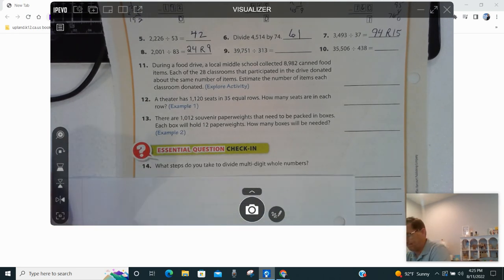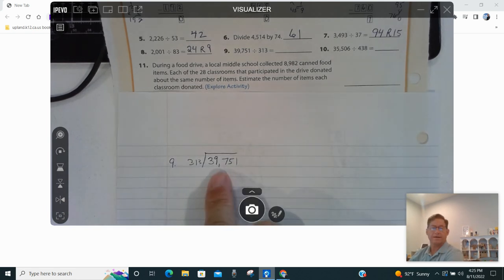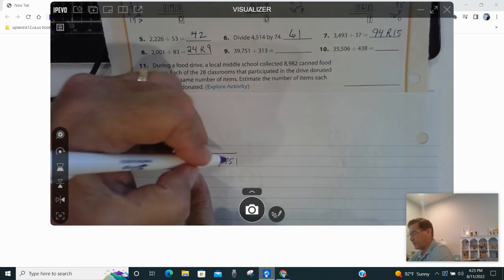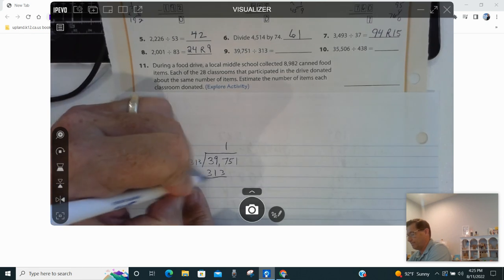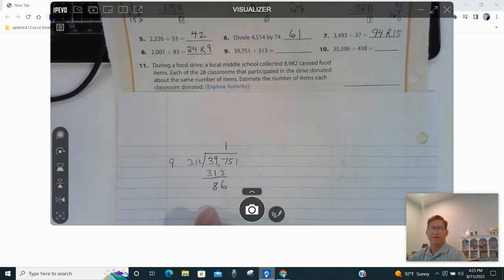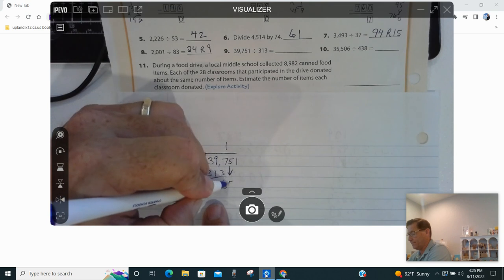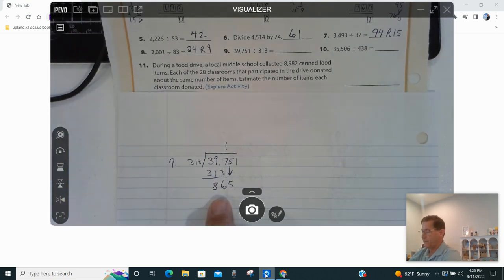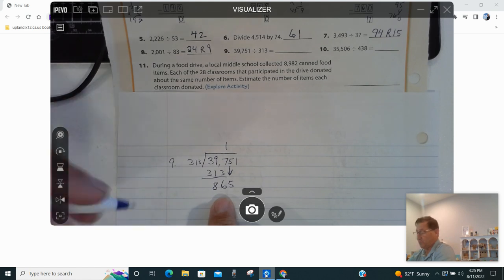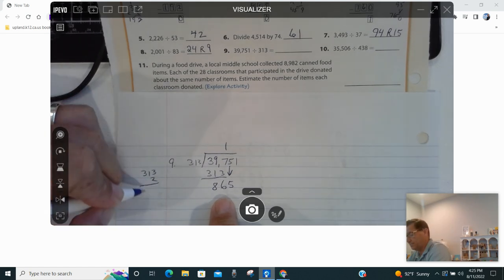Number 9. Okay, we're going to divide 397 by 313, which will be 1. We'll be left with 86. We're going to bring down the 5 tens. 313 divided into 885. Well, it can't be 3. That would be 900. So the biggest I think we can use is 2.